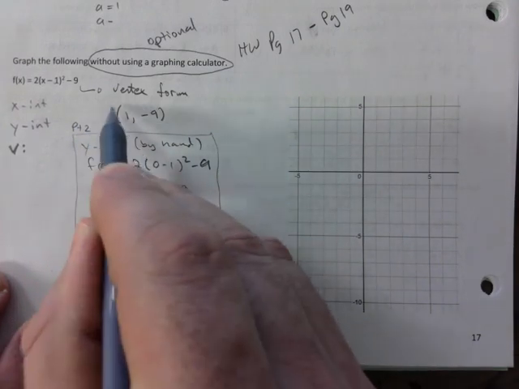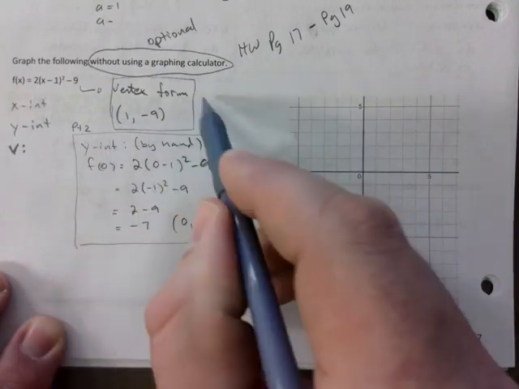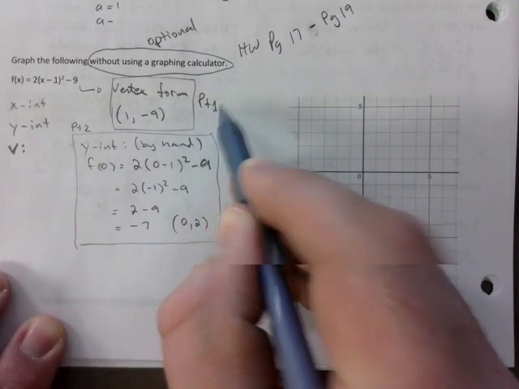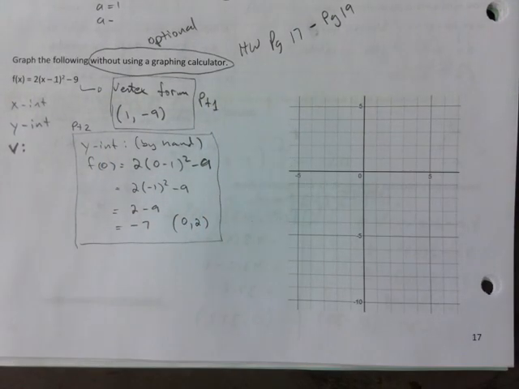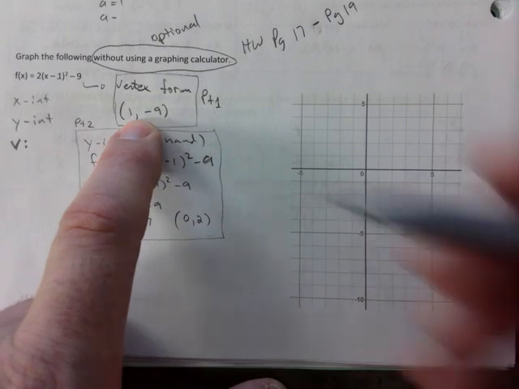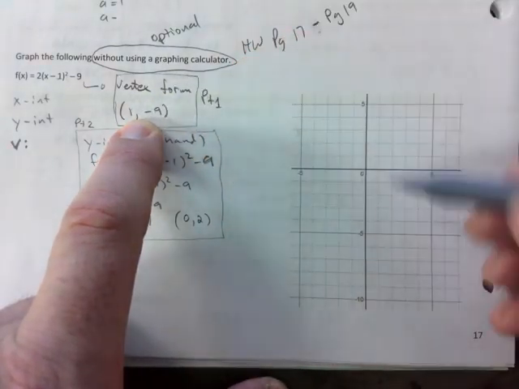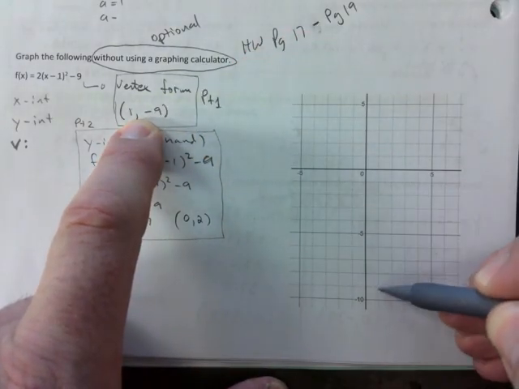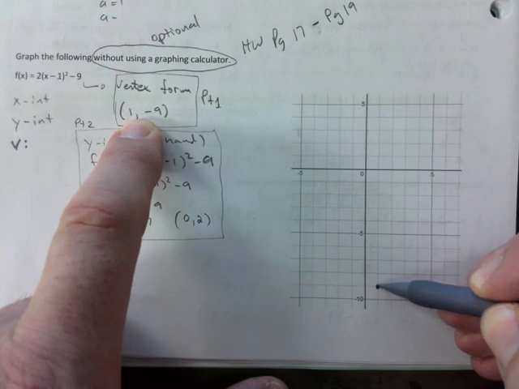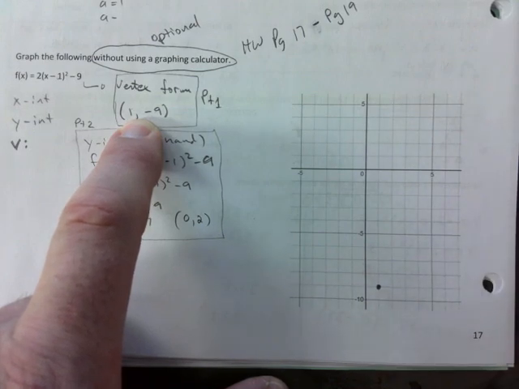Point 2. This is point number 1. And I would argue you need 3 points to graph this thing. Okay? So watch what I'm going to do here. I'm going to start with what I have. 1, negative 9. 1, negative 9 goes right there. That's the vertex. We know that this thing is pointing which way? Opening up.